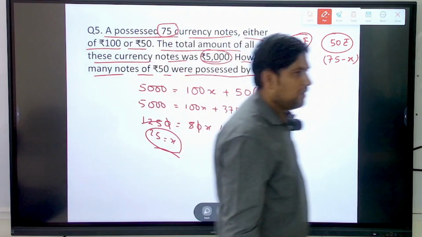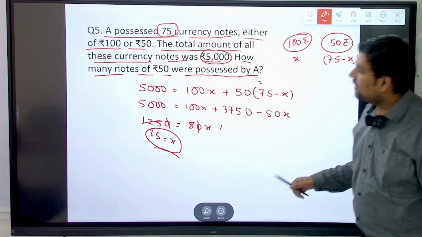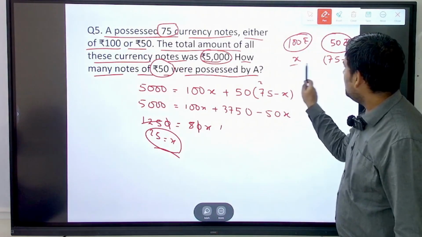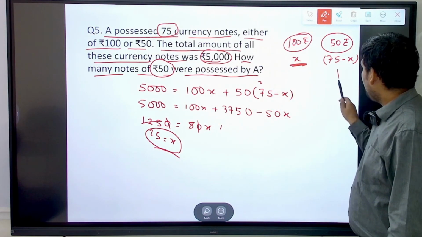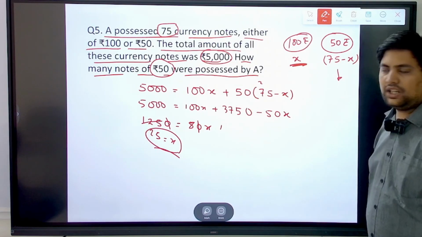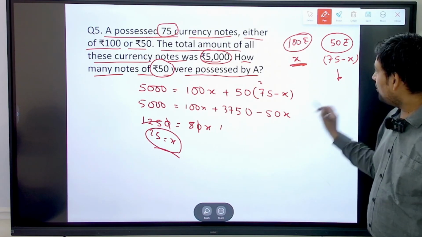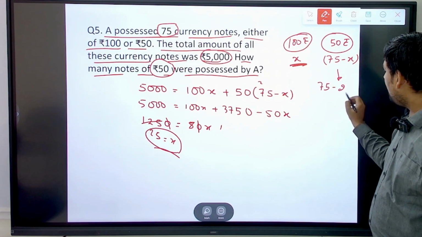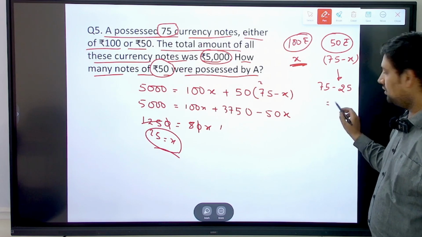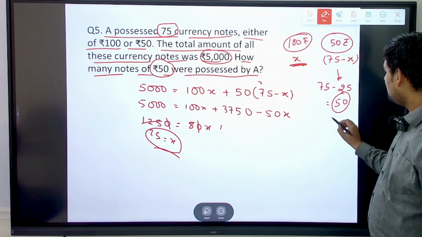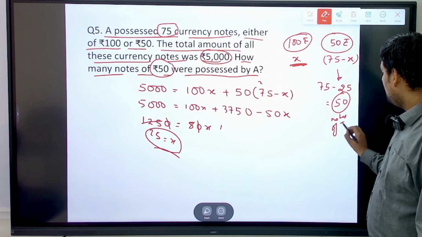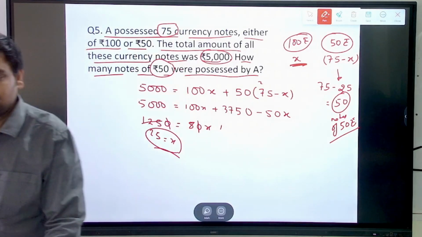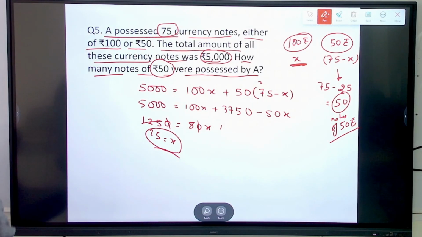But don't just mark the answer as 25. Why? It was asked how many 50 rupees notes A has. Here he has x 100 rupees notes, while he has 75 minus x 50 rupees notes. So x came out to be 25, but 50 rupees notes will be 75 minus 25, which is 50. That is 50 notes of 50 rupees denomination he will have. Understood? Simple? Very simple, correct?